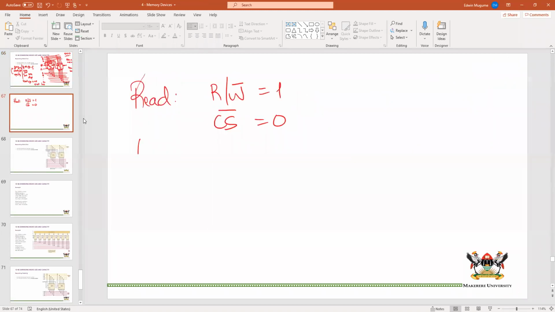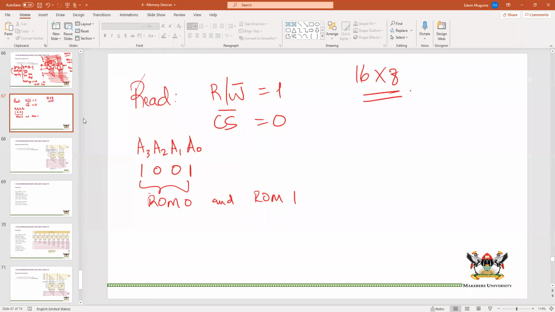Now, we supply our address. Let us say A3, A2, A1, A0 is 1001. Now it means we will go into the 1001 address in ROM 0 and in ROM 1. In fact, it is obviously 16 by 8 now. So we are going to get whatever is stored at ROM 0 address 1001. Let's say 1000. And whatever is stored here might be 0011. And then our 8-bit word becomes 10000011.